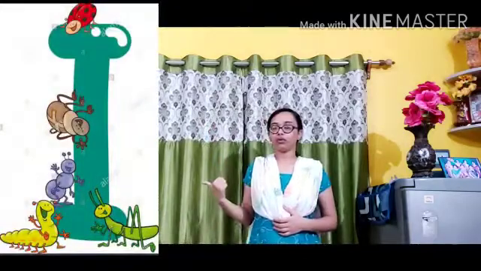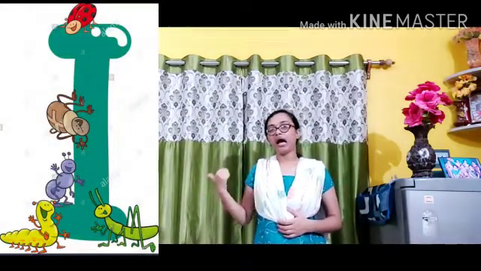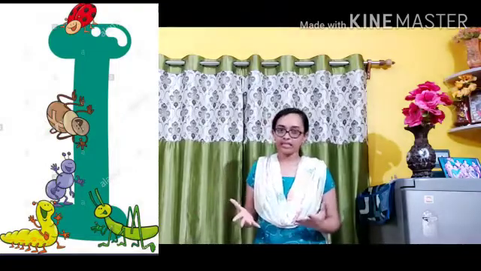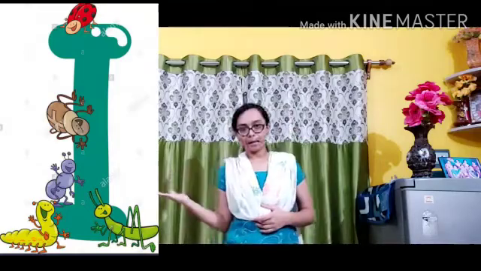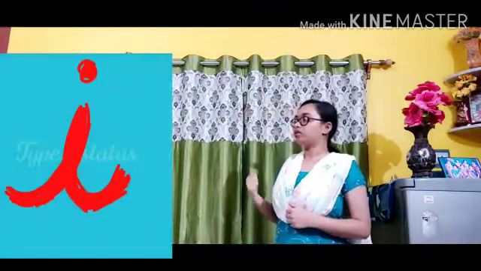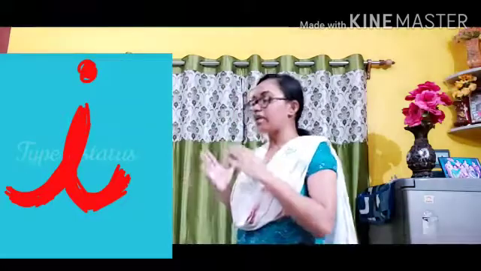Now let's have a look. This is capital I. This is very easy. It's just one standing line. Now let's have a look at how the I looks when we write it in cursive. So this is how the I looks when we write it in small cursive.